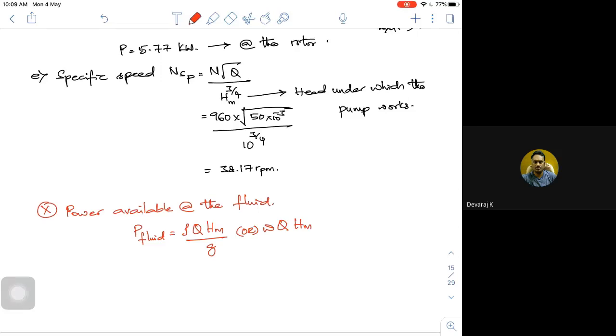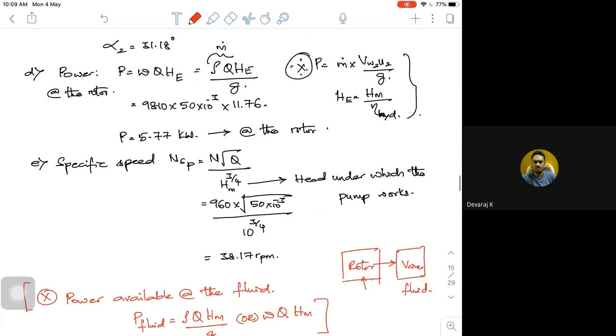So what is this particular thing? This is the power available at the fluid. So that means if I have a rotor, see this is the rotor, and what is the fluid? It goes to something like a vane, whatever it may be. So there is some kind of loss here. If you want to find with respect to the fluid here, with respect to the rotor here, that particular difference. Sometimes they may ask this, but most of the times it will be with respect to the corresponding rotor. So that's why the 5.77 kilowatts what we have calculated. That's fine.